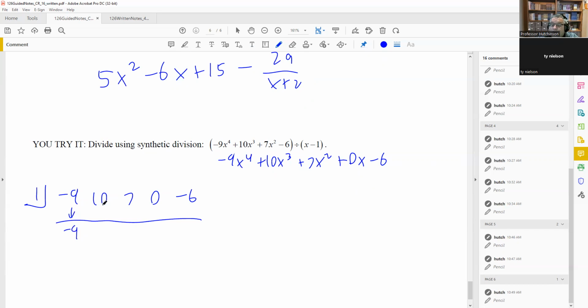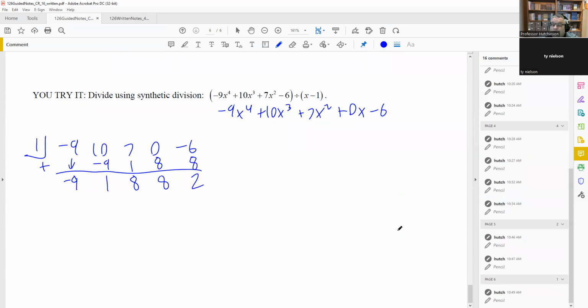Drop down the -9. Negative 9 times 1 is negative 9 here. You're adding with synthetic division. 10 plus a negative 9 is a 1. 1 times 1 is a 1. Add that together, we get an 8. 8 times 1 is 8, goes underneath the next column. Add it together. 0 plus 8 is 8. 8 times 1 is 8. 8 plus negative 6 is 2.